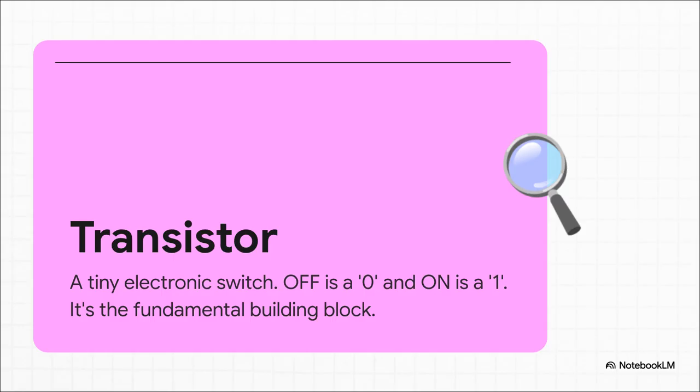And really, it's just a microscopic switch. It's so simple. When current flows through it, it's on. That's a 1. When it doesn't, it's off. That's a 0. Every single thing your computer does, from loading a web page to running a game, is built on billions of these simple little switches.